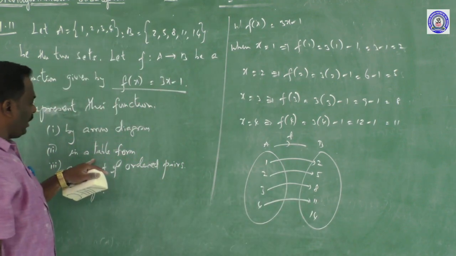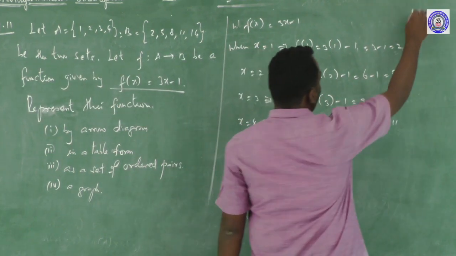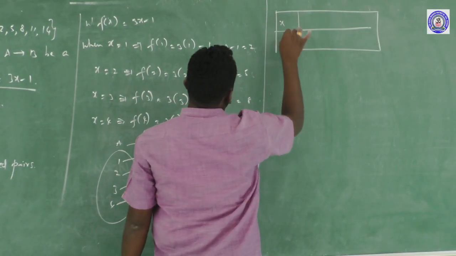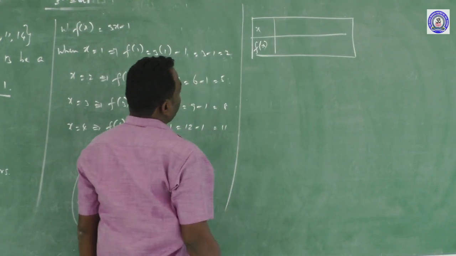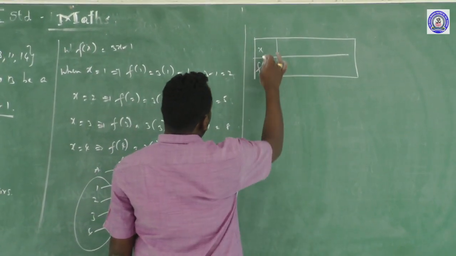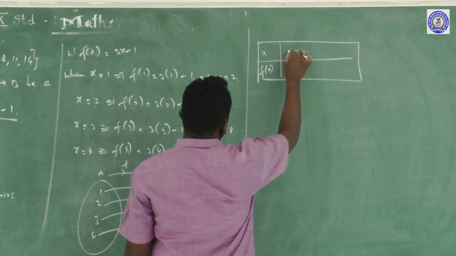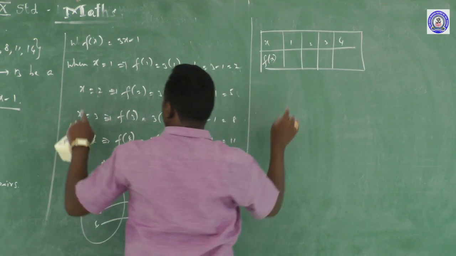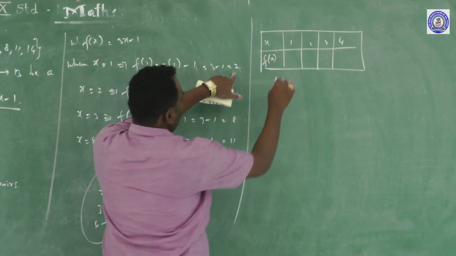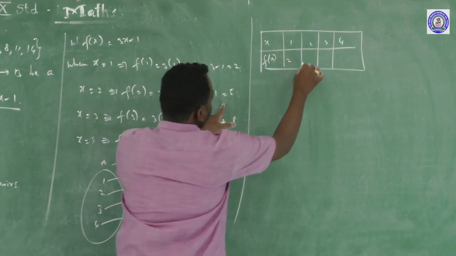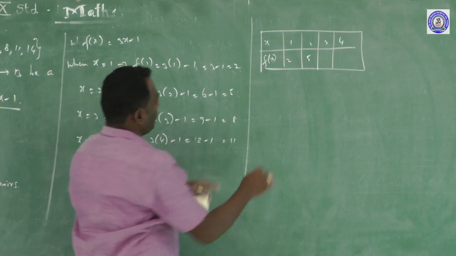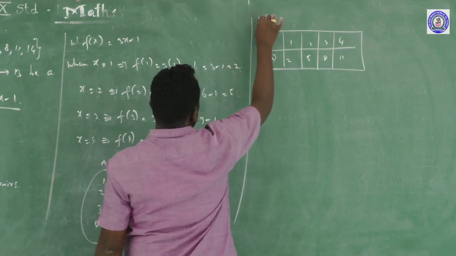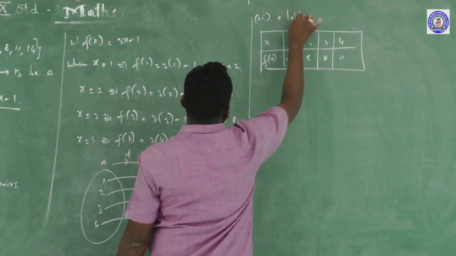And next we want to represent it in tabular form. Now let us consider the tabular form. The first column is x, and the second column is defined by f of x: the x value and the function value of x. The x values are 1, 2, 3, 4. Then x value equal to 1, the answer is 2. Then x value equal to 2, the answer is 5. And x value equal to 3, the answer is 8. X value equal to 4, the answer is 11. And that is the second one, the tabular form.